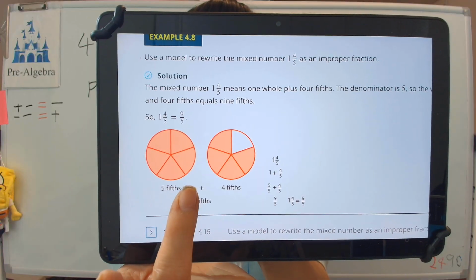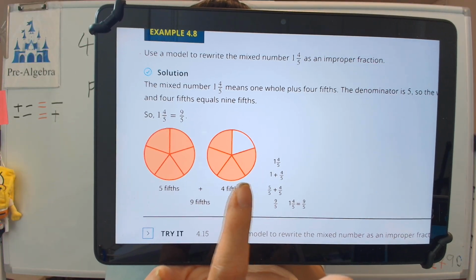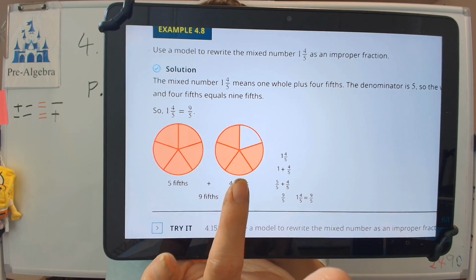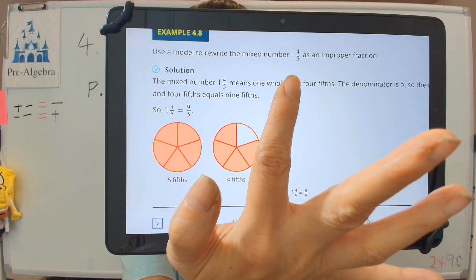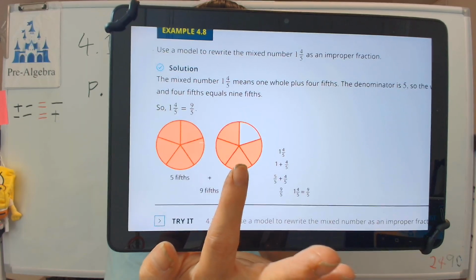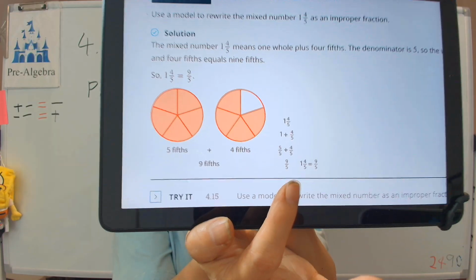Okay, the pie is cut into 5 pieces, and then you have a whole pie plus 4 pieces of the pie. So you have 1 and 4/5. Now how many is that total? That's 5 plus 4 is 9. So you have a total of 9/5.